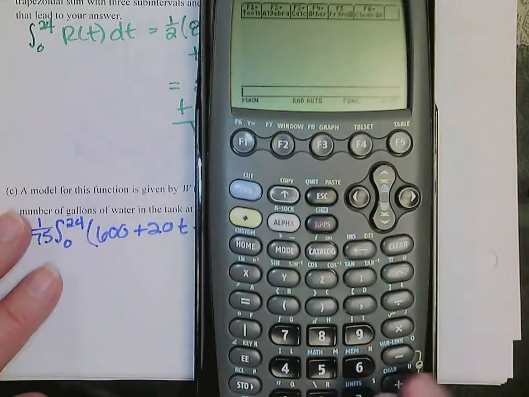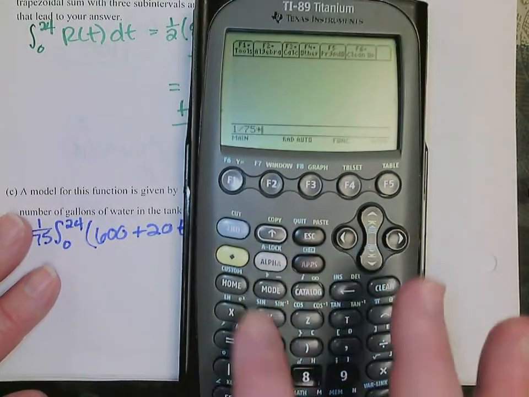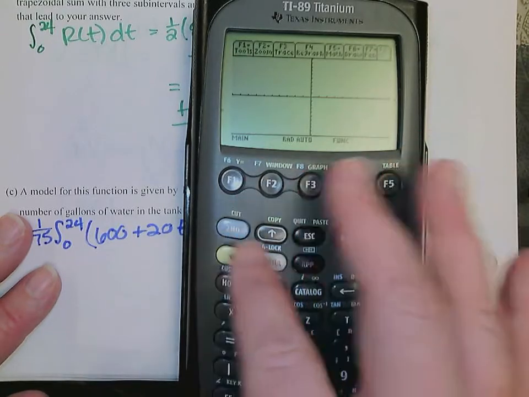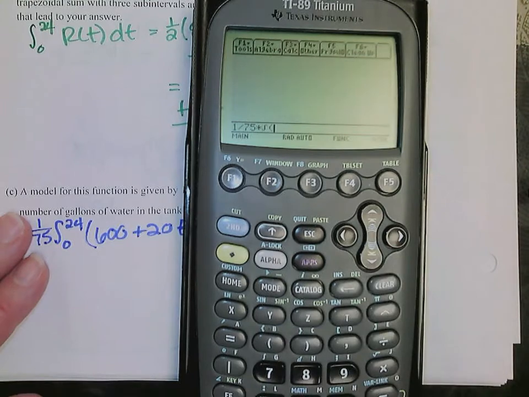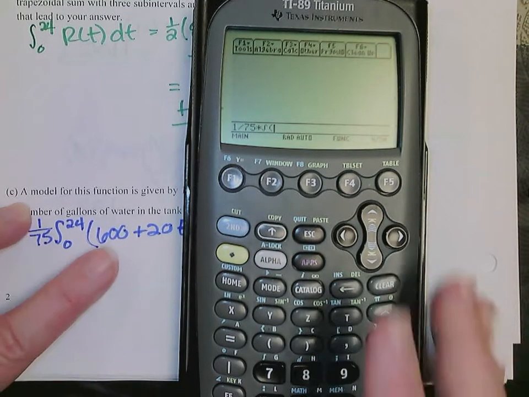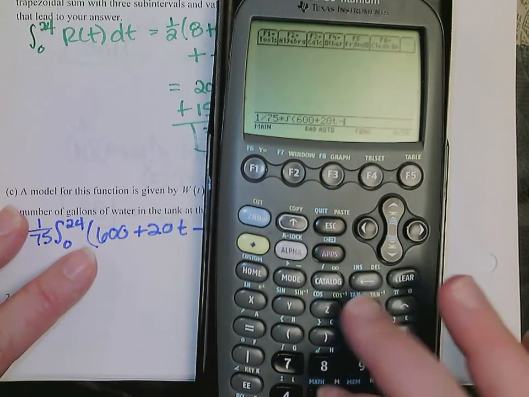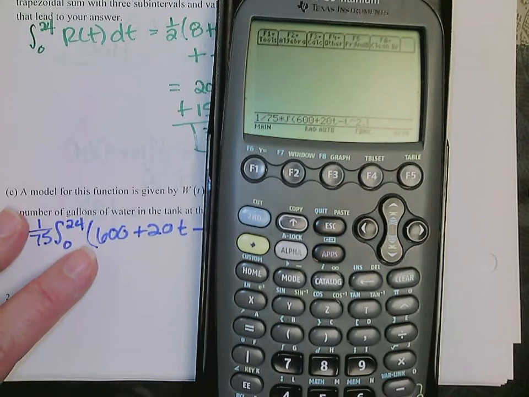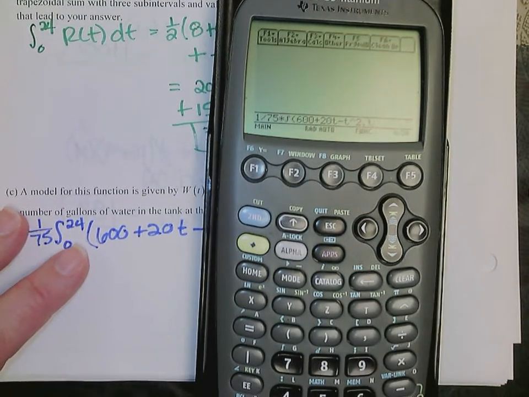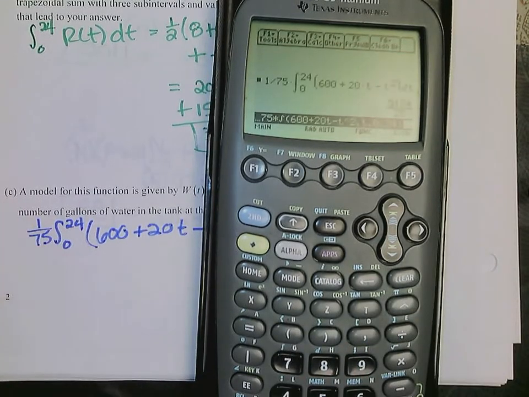So I have 1/75 times... Then to get the definite integral, I'm going to go to F3 and choose integrate. I'm going to type in the function that I want to integrate, 600 plus 20t minus t squared, comma, the variable I'm integrating with respect to, t, comma, my lower bound, 0, comma, upper bound, 24. Let's get a decimal.